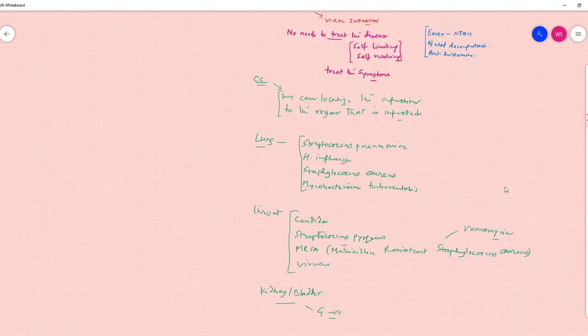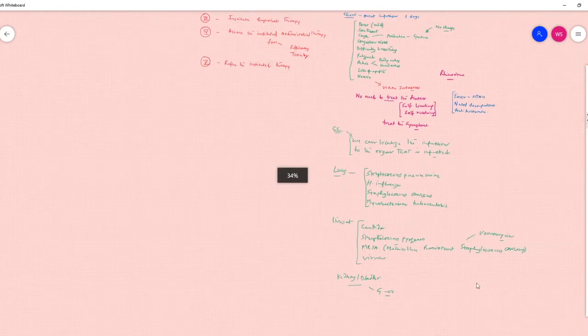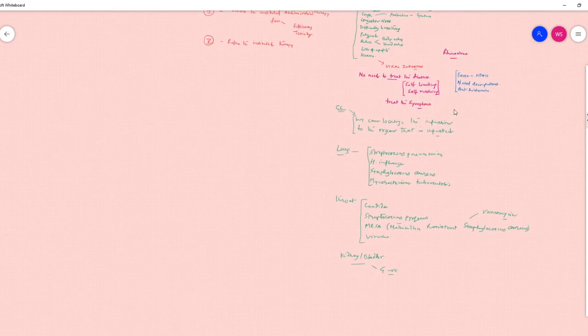So the point is, if we listen to the chief complaint of the patient, we can localize the organ where there is an infection, and that gives us a clue to the probable organism that is causing the disease. And if we have a clue to that, then it can guide our selection of the drug.